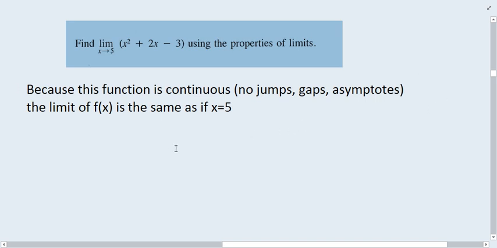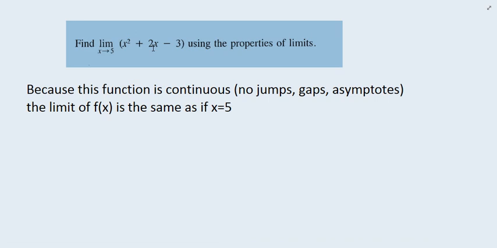Because this function is continuous, that means there's no gaps, jumps, or asymptotes. Okay, no restricted values here. It's just a polynomial function. The limit of f of x is the same as if you just plugged x equals 5 in. So you have to check that out first. That's actually the first thing you want to do. Just plug x equals 5 in there. For most continuous polynomial functions, that's going to be your limit.